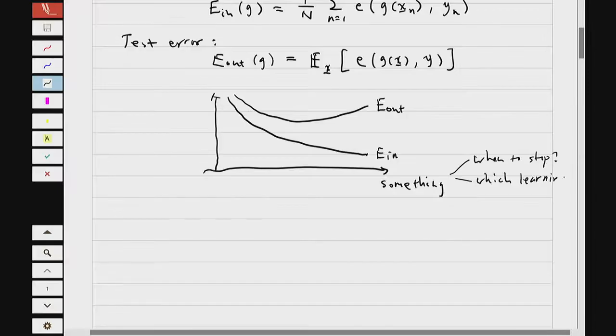So this could be which learning model. Basically, the learning model complexity. The more complex the learning model is, the smaller your E in is. And you can also use this kind of curves to indicate the impact of a hyperparameter.